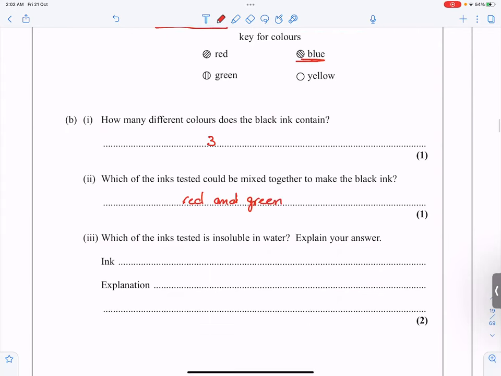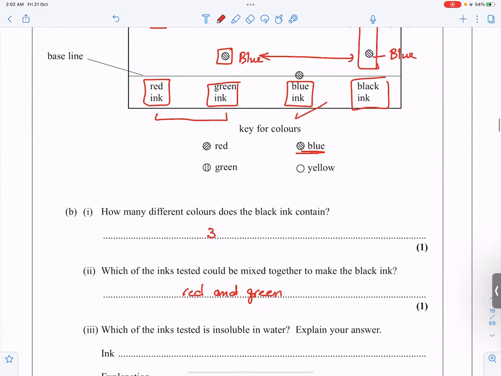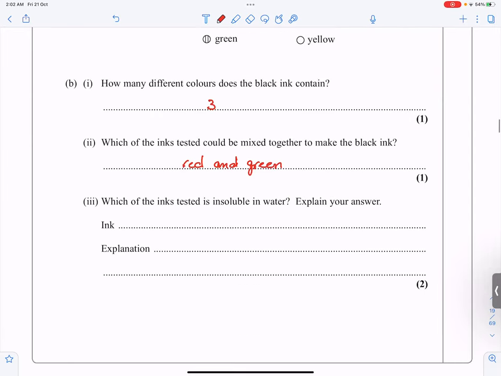Which of the ink tested is insoluble in water? طبعا blue ink لان هو ما اتحركش من على البيز لاين. يبقى هنا blue ink عشان didn't move from the baseline. وممكن نقول stayed on the baseline.